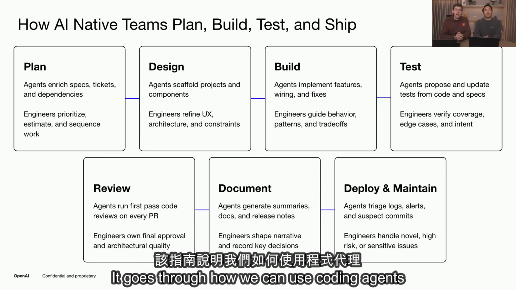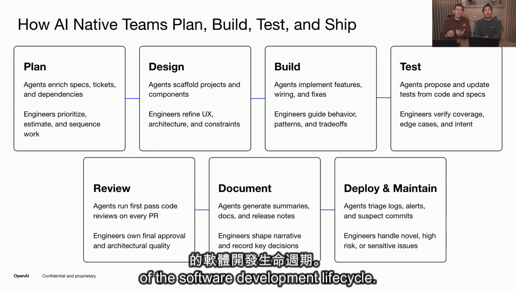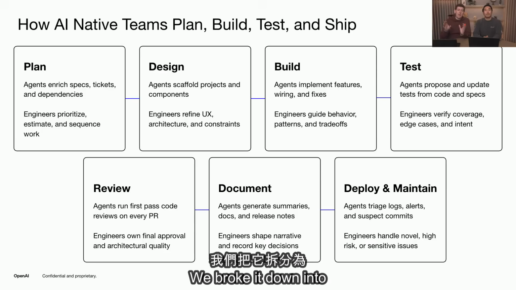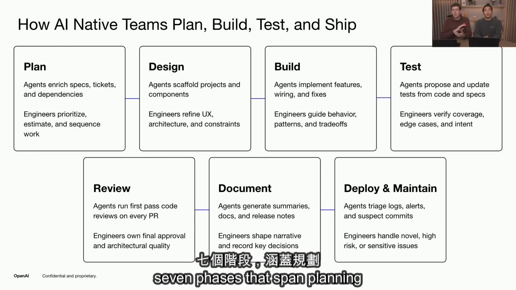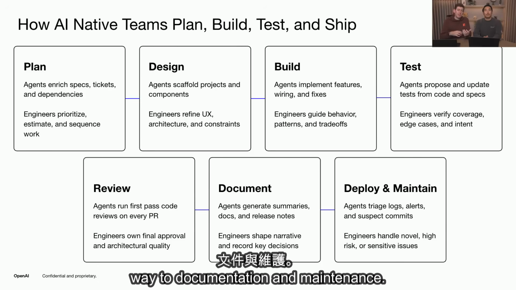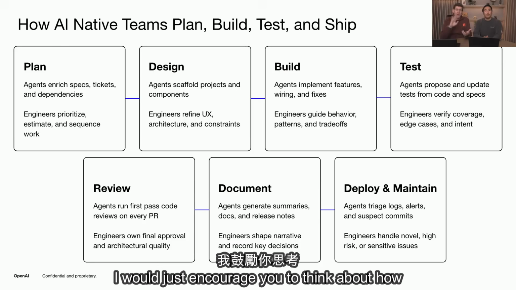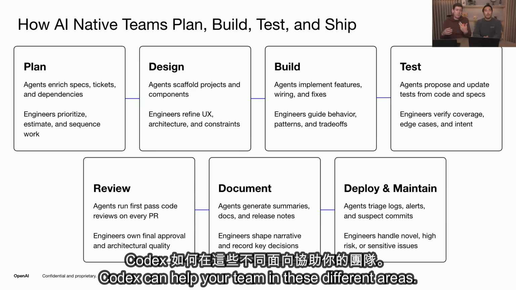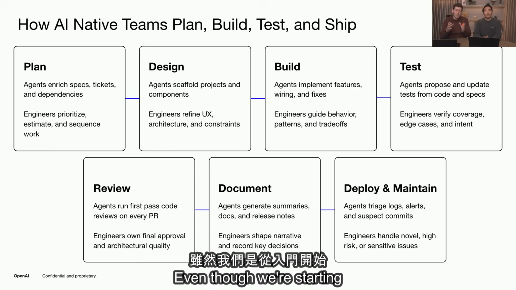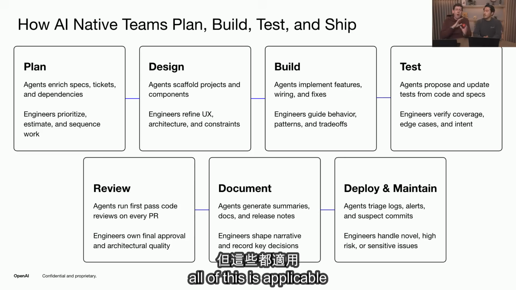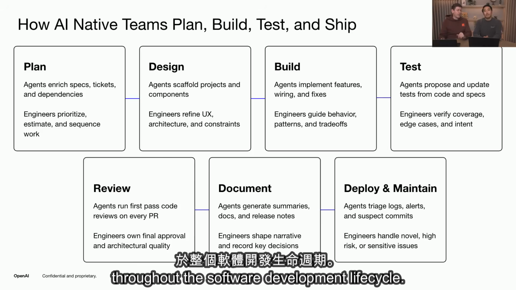It goes through how we can use coding agents to accelerate different parts of the software development lifecycle. We broke it down into 7 phases that span planning and design all the way to documentation and maintenance. And as we go through today's session, I would just encourage you to think about how Codex can help your team in these different areas. Even though we're starting with just the basics here, all of this is applicable throughout the software development lifecycle.